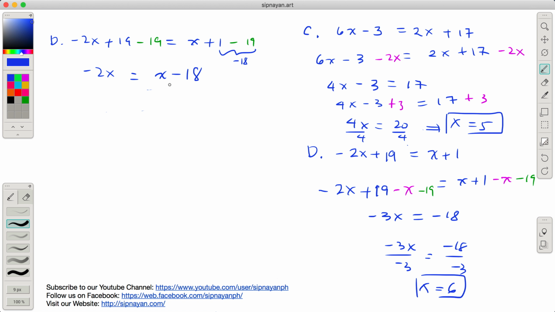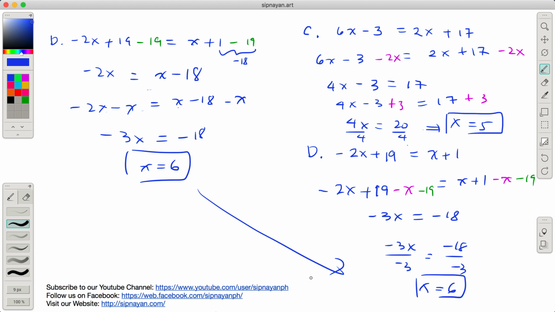Ano susunod? Gusto ko yung x nasa kaliwa. So, negative 2x minus x. Ito yung nandito kanina. Is equal to x minus 18 minus x. Pwede naman. Step by step siya. So, negative 2x minus x is negative 3x. This is equal to x minus x is 0. Tapos meron kang negative 18. And again, this is also x equals 6. Katulad dito sa ating sagot sa baba. Okay, so sana ay maliwanag itong ating video.